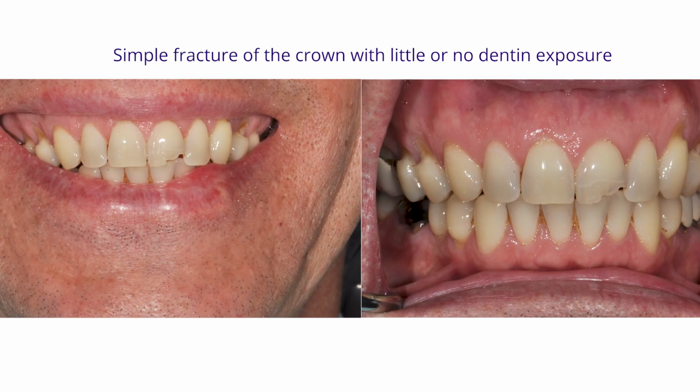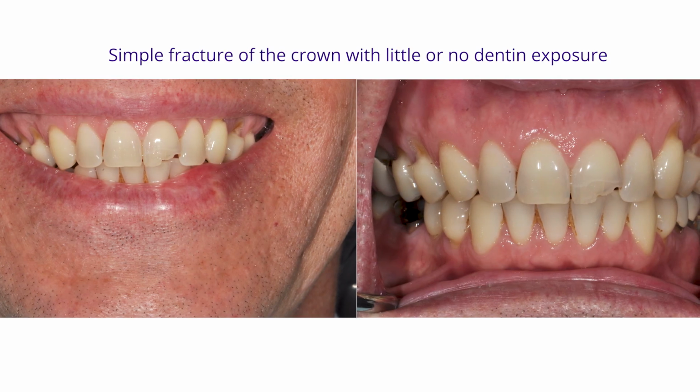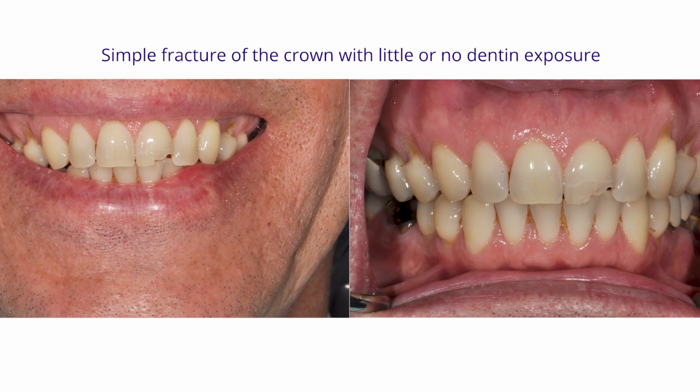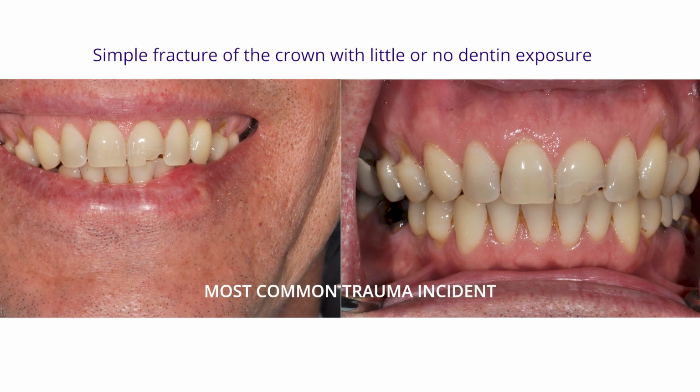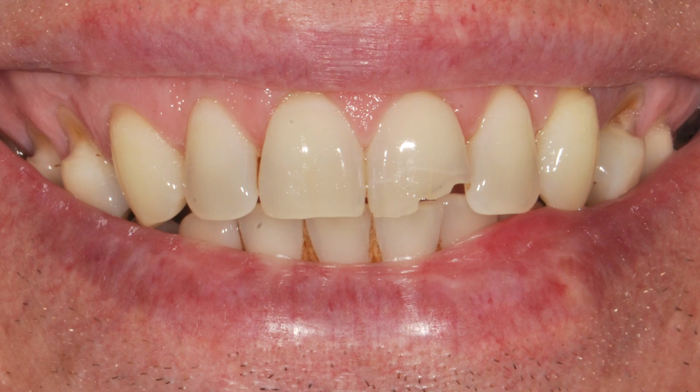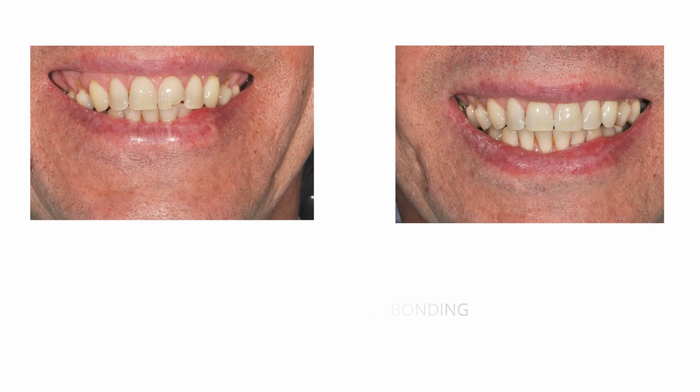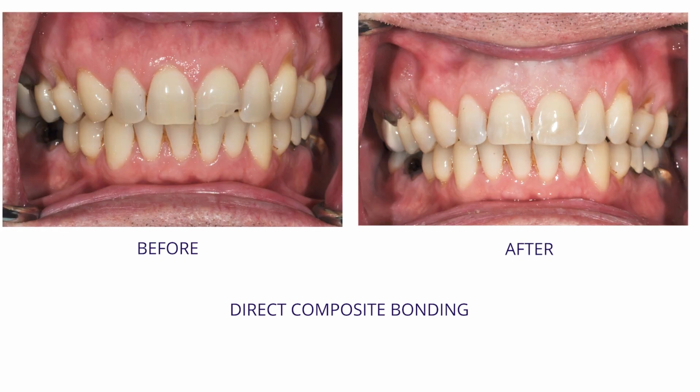The first one is the simple fracture of the tooth with little or no dentin exposure. That is the most common that we see, and it's a small fracture of the crown, or we call it a chip, and that can be treated with direct composite bonding, and that will be done in one visit. You come in, we bond the tooth, and then you can go on with your life.